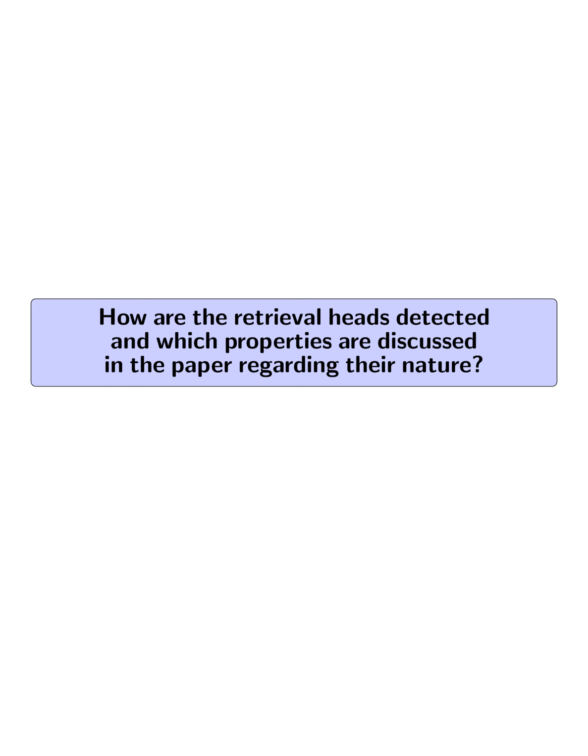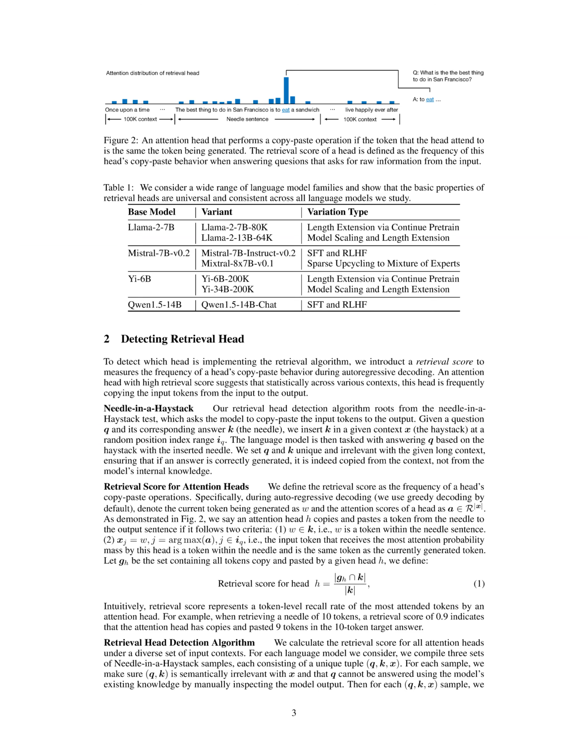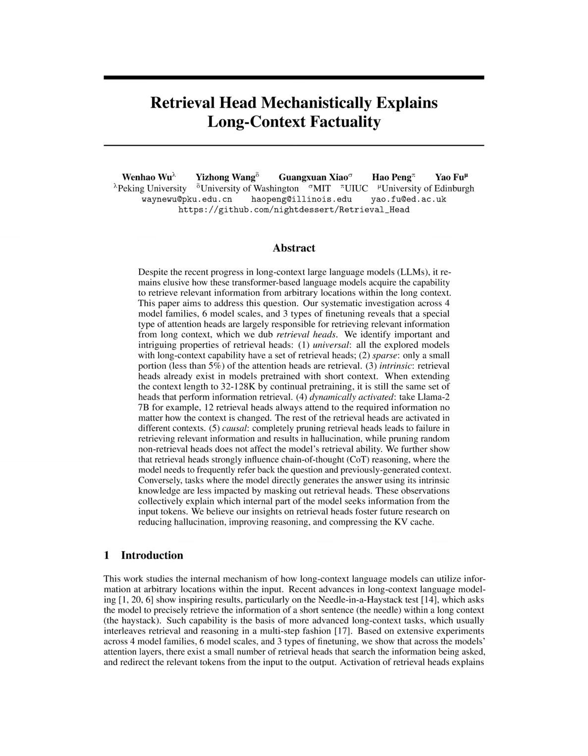How are the retrieval heads detected, and which properties are discussed in the paper regarding their nature? The retrieval heads are detected in the paper by introducing a retrieval score, which measures the frequency of a head's copy-paste behavior during autoregressive decoding. The retrieval score is calculated for all attention heads under a diverse set of input contexts, using 3 sets of needle-in-a-haystack samples for each language model considered. The retrieval score represents a token-level recall rate of the most attended tokens by an attention head, with a threshold set at 0.1 to identify retrieval heads.